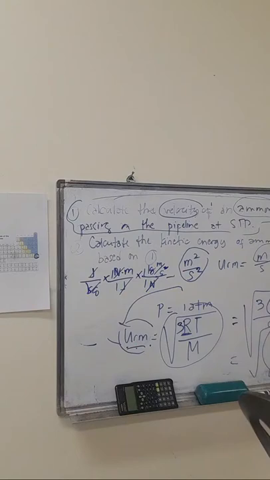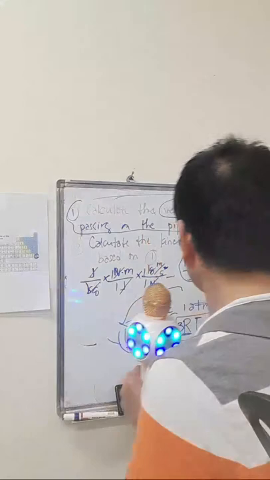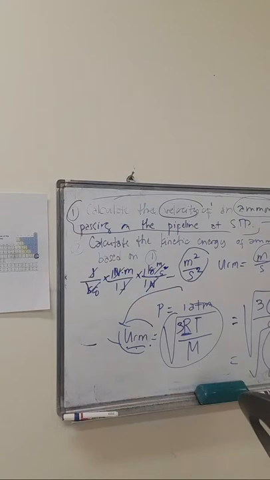Now, 3 times 8.314 times 273.15, divided by 0.01724. So your answer will be this, but you have to square root this, right? Square root, okay? Of course, because this is the square root of the mean square.